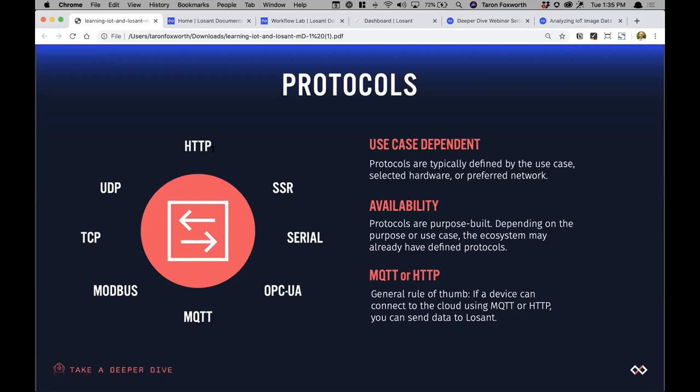But here's my favorite general rule of thumb, because where the protocols are and how the data gets to Losant can get really confusing in this space. Here's the rule of thumb I like to mention: if a device can connect to the cloud using MQTT or HTTP, you can 100% send data to Losant. If you're talking about the translation of other protocols to one of these two, that's where things like the Edge agent or some other translation protocols can come in. But generally, if we can get data to the cloud over MQTT and HTTP, that's a great way to know if you can send that data to Losant itself.